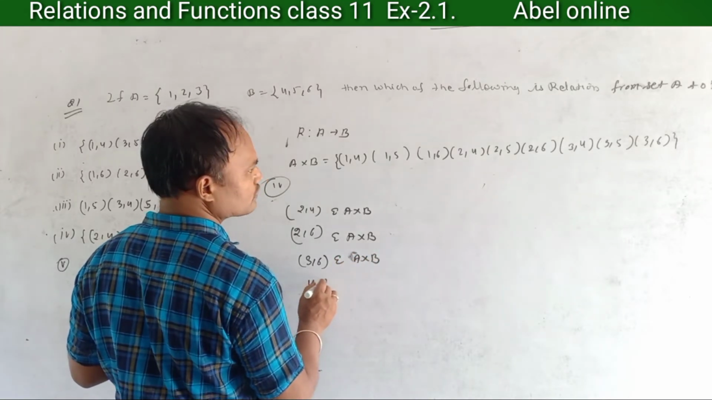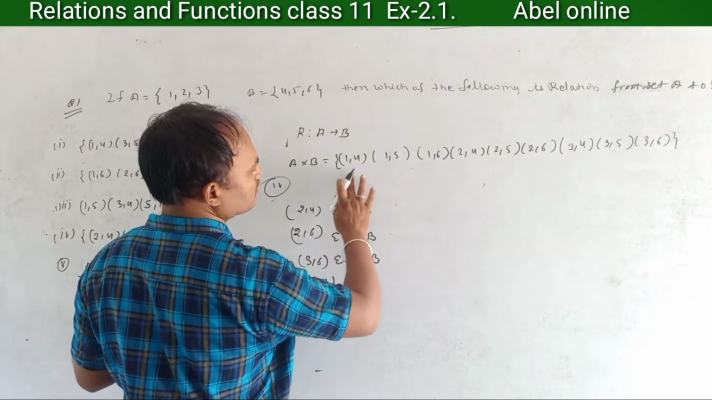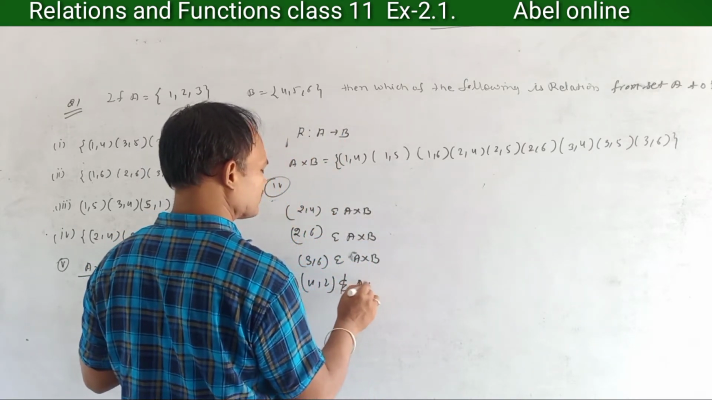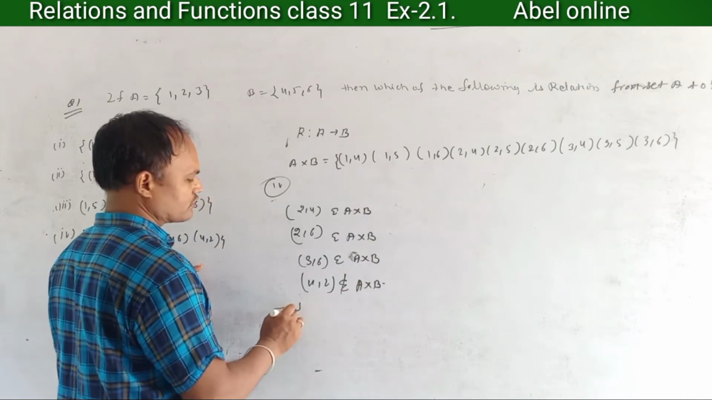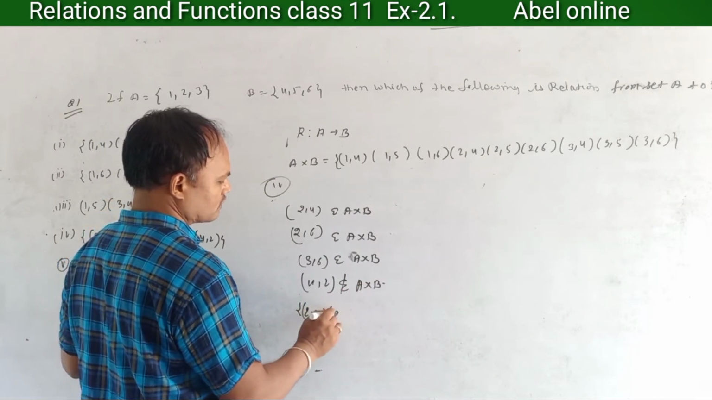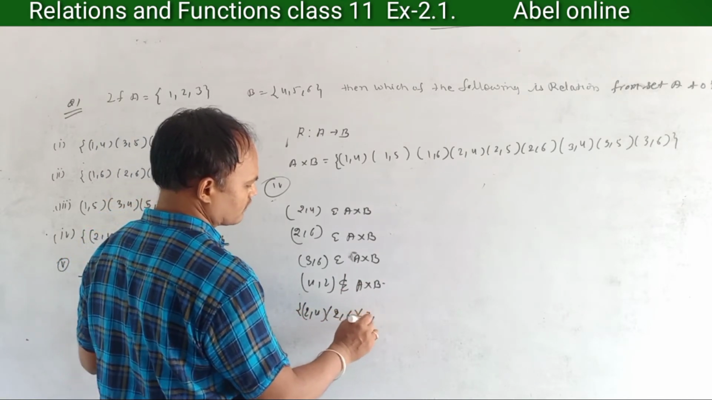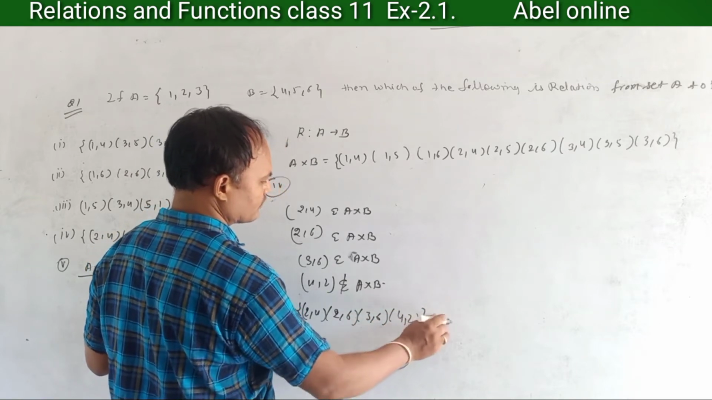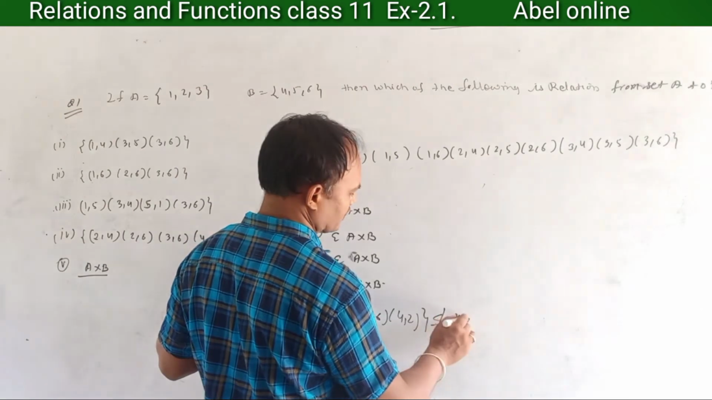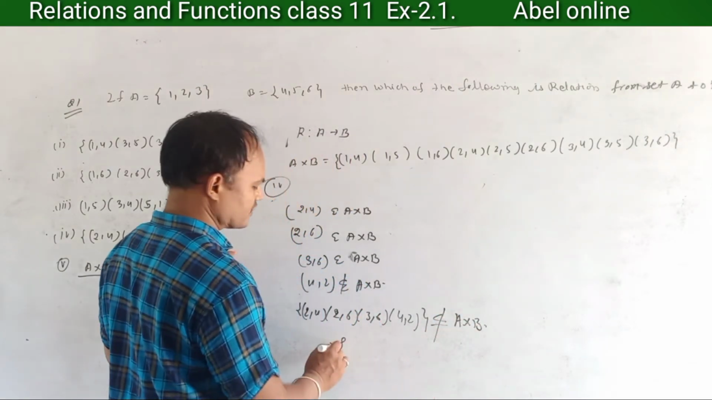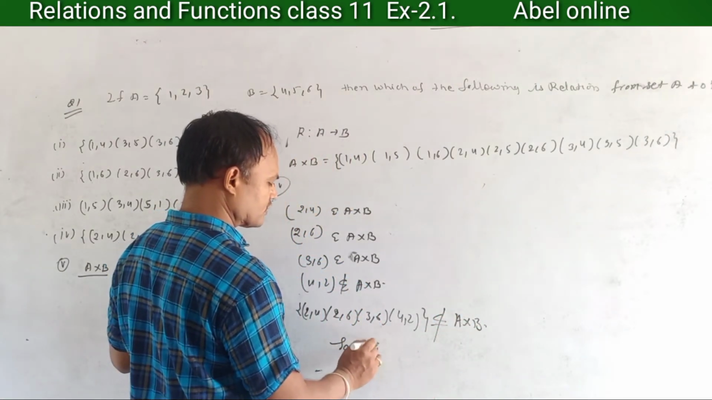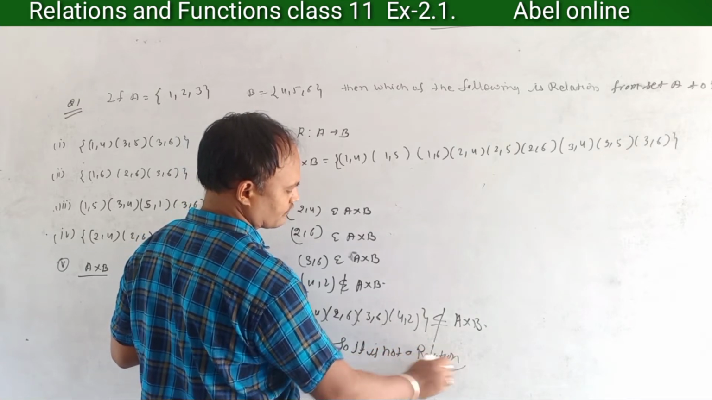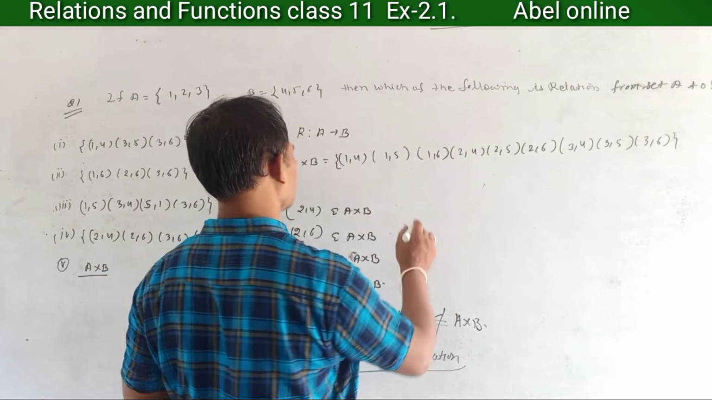And 4 comma 2 does not belong to A cross B. So we can say that 2 comma 4, 2 comma 6, 3 comma 6, 4 comma 2 is not a subset of A cross B. So it is not a relation. Okay students, now we are on the fifth part.